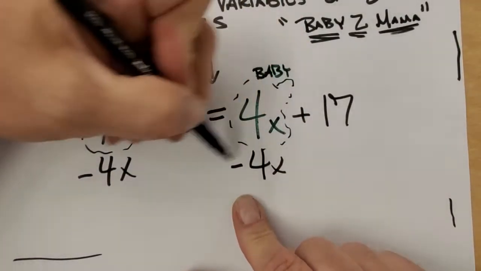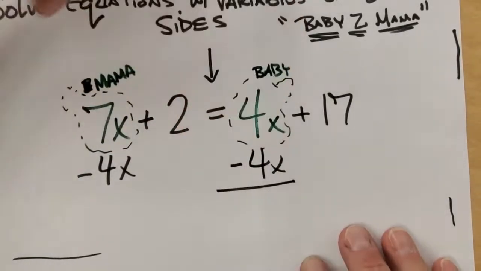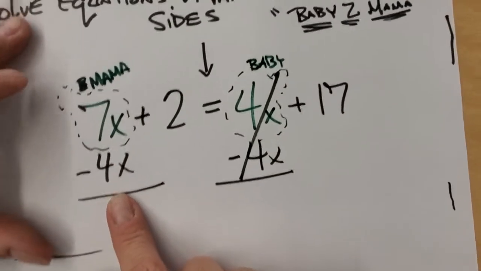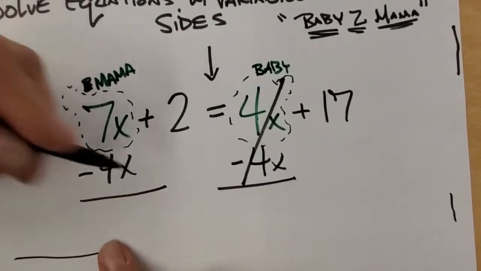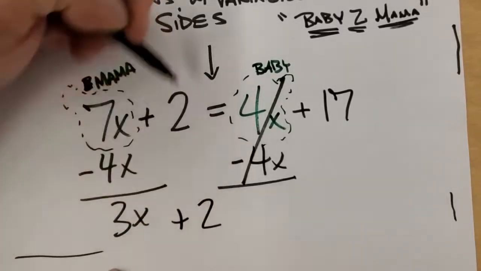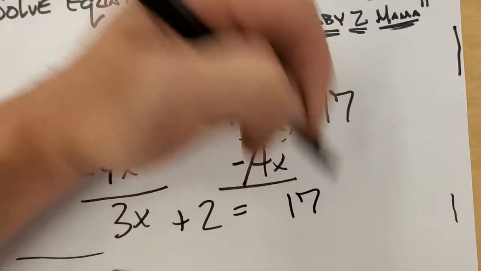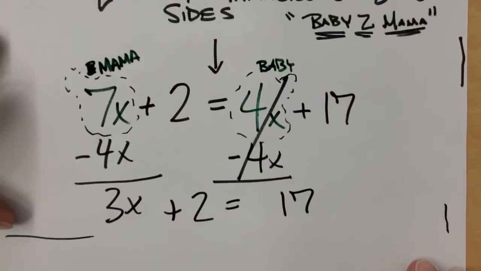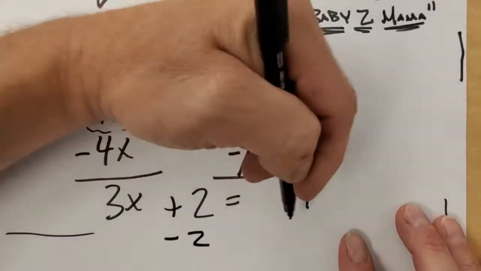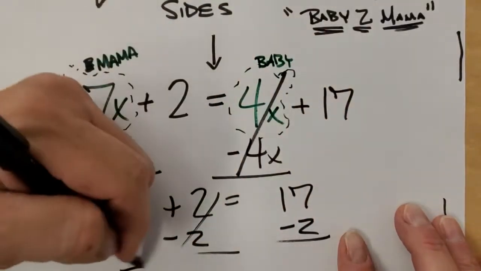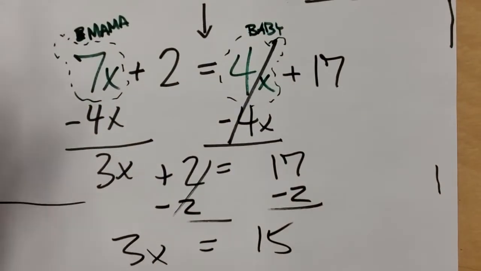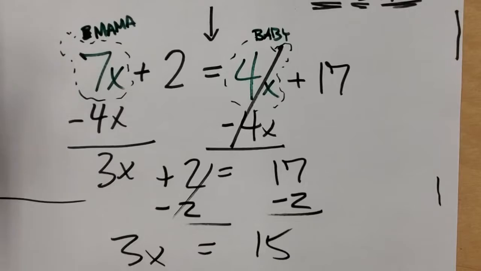We're literally bringing baby over to mama. Baby cancels. And then we've got baby to mama. Mama is 7. So 7 minus 4 is 3. This is 3x. Copy, copy. Okay, and then you're down to where you've been before, a typical two-stepper. Take away 2 from both sides, and you're left with a couple other little steps. Divide by 3, x is 5.